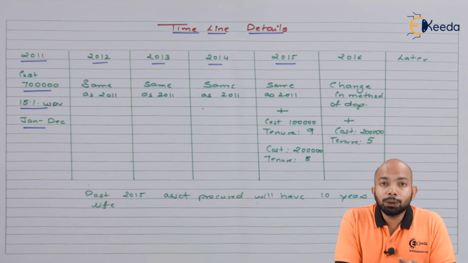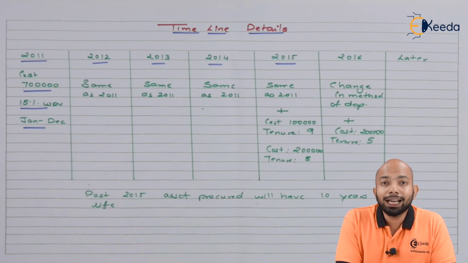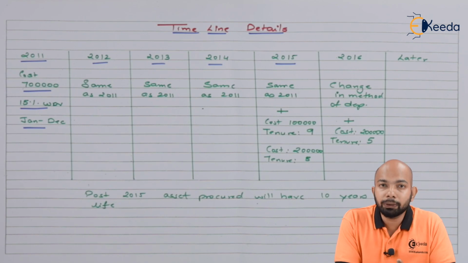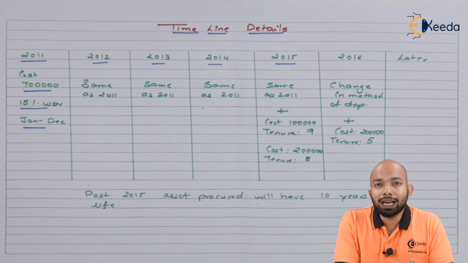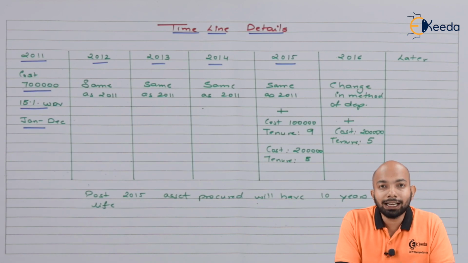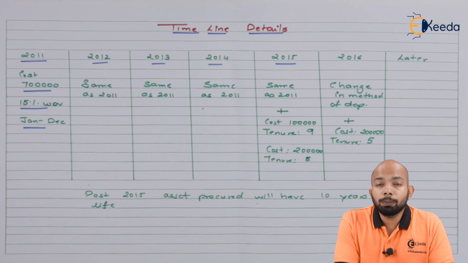Now, from 2012 until 2015, we have to calculate the depreciation on this specific asset of rupees 7 lakhs on WDV method itself. And additional to that, there were two more assets that were procured, one for rupees 1 lakh and the other for rupees 2 lakh, both having a different tenure. One would be having a tenure of 9 months and the other one would be having a tenure of 8 months accordingly. And the same method is supposed to be followed, as in 15% on diminishing value.